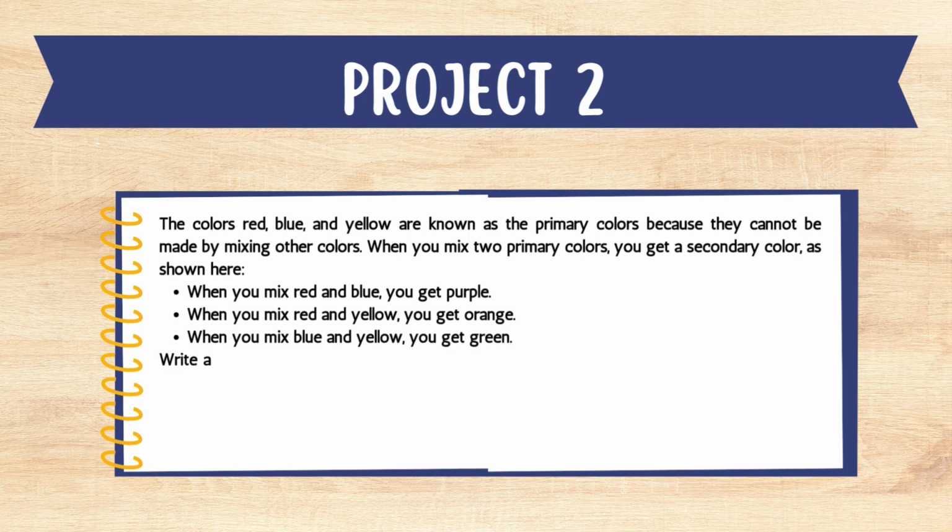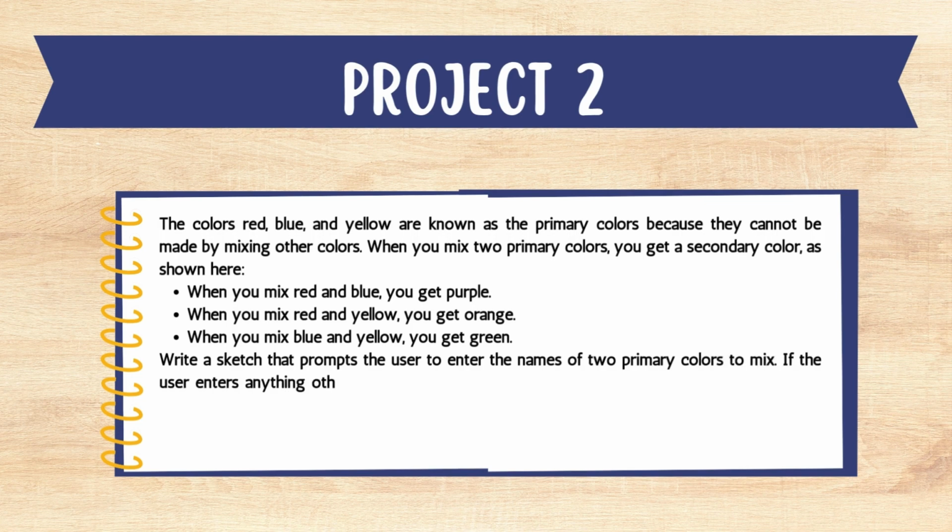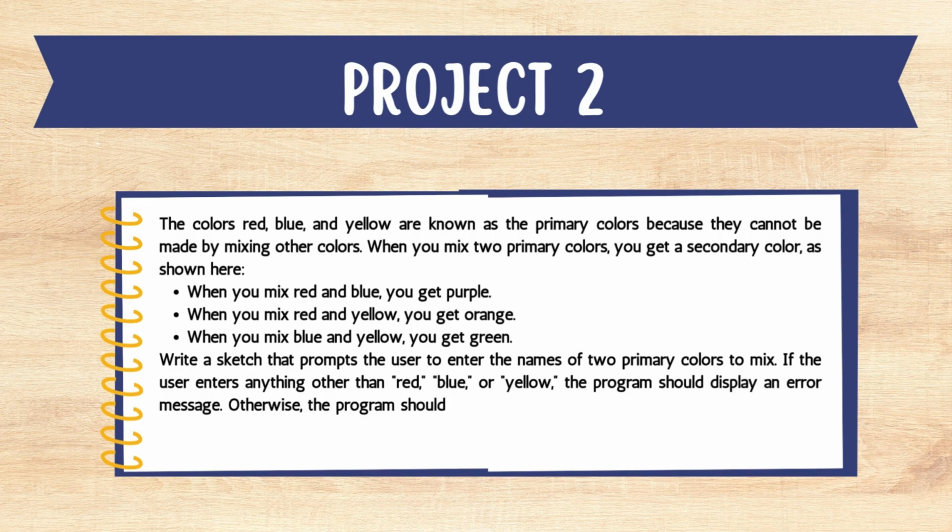Write a sketch that prompts the user to enter the names of two primary colors to mix. If the user enters anything other than red, blue, or yellow, the program should display an error message. Otherwise, the program should display the name of the secondary color that results by mixing two primary colors.